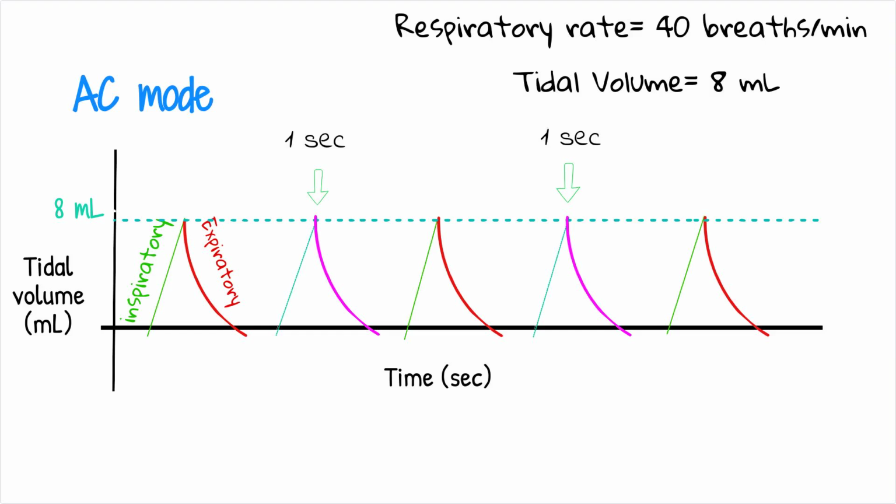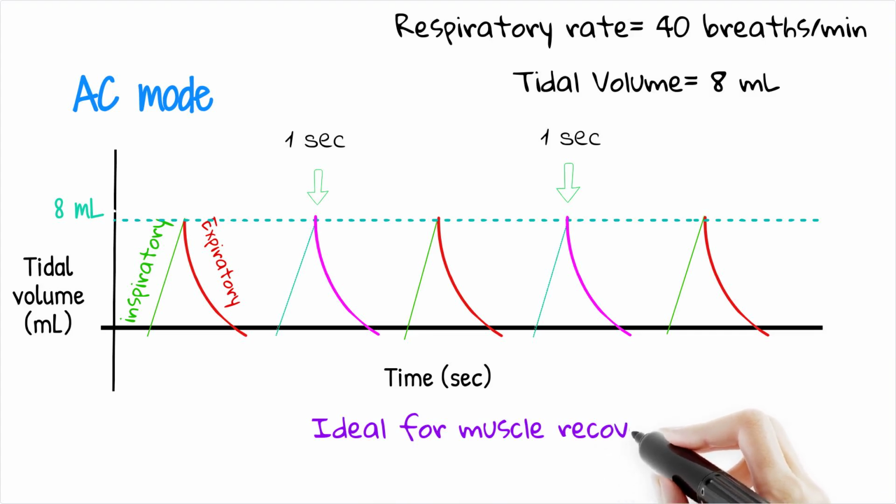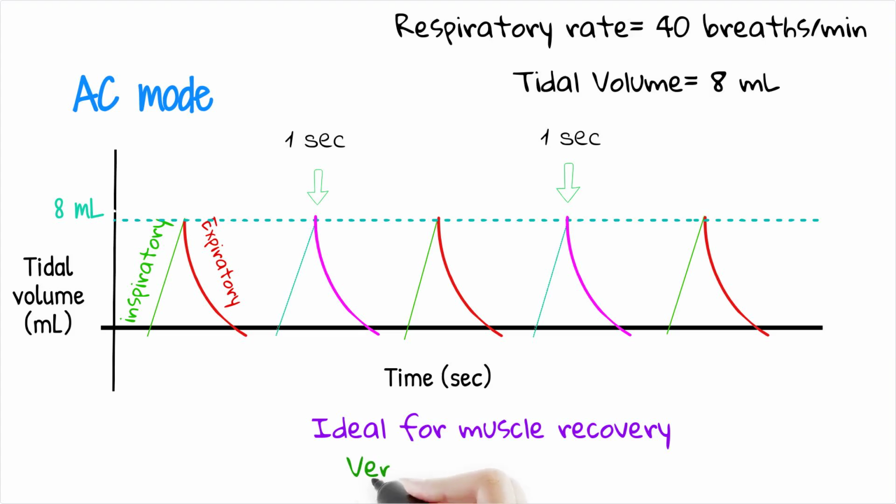This is what makes the AC mode preferable for the initial mode. Remember, the goal of initiating mechanical ventilation is to alleviate the work of breathing of the patient and to allow the ventilatory muscles to recover. This mode is ideal for muscle rest and recovery because the patient doesn't have to work so hard to get the full volume breath. They just merely have to initiate or trigger a breath and the ventilator does the rest.